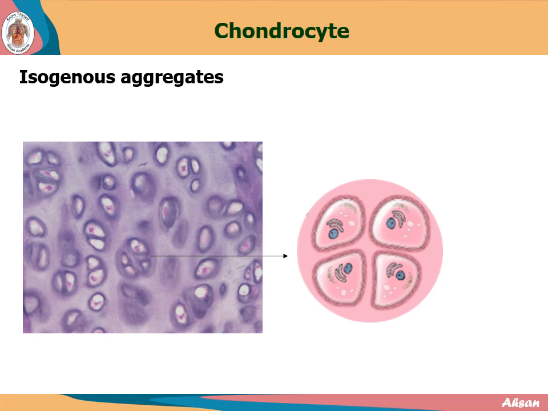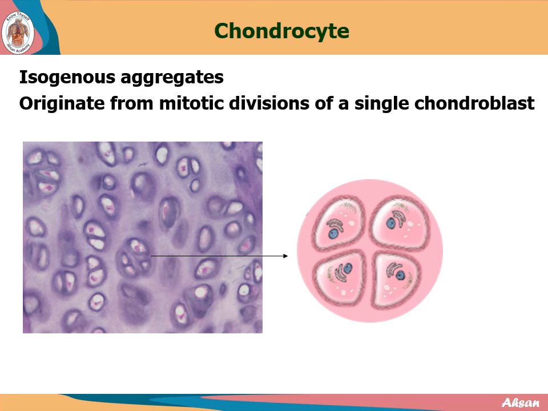They are actually derivatives of one chondroblast, and they are formed by mitotic division. So one chondroblast remains in a lacuna, and when it divides, the daughter cells remain in the same lacuna, and this group is known as isogenous. Iso means same, genous means origin. They arise from the same chondroblast, that's why it is so named.